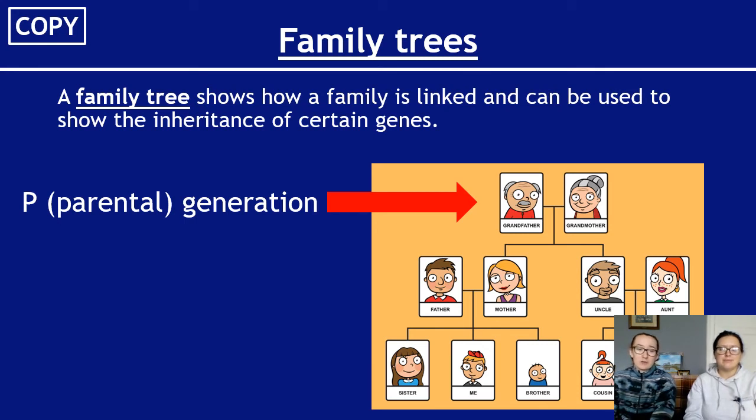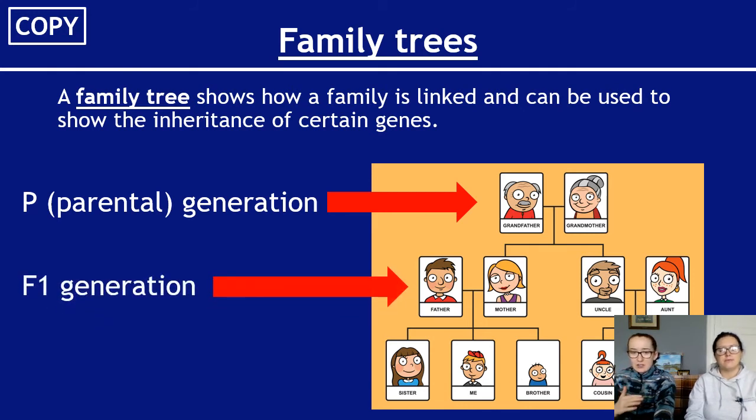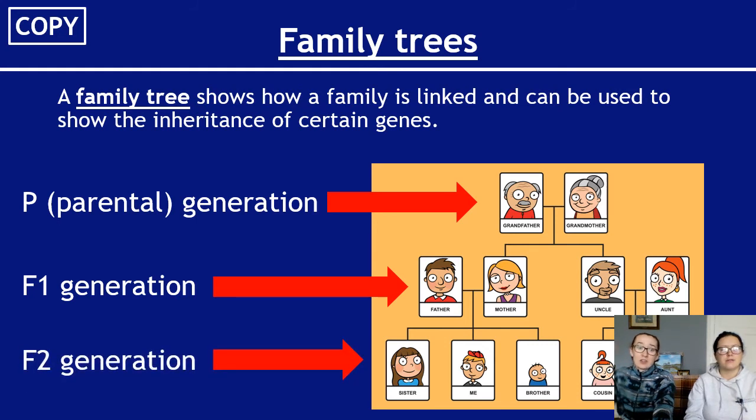But what you need to know is a few things. The first generation is known as the P generation, which stands for the parental generation. The second generation is known as the F1 generation, and another generation under that, so basically the grandchildren of P, are known as the F2 generation. You will be asked to know P, F1, F2. It doesn't matter where you start at, the first generation will always be P.